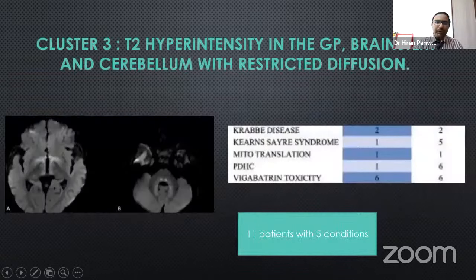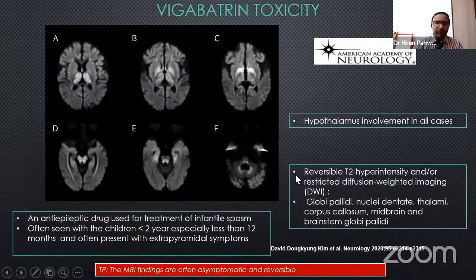And moving on to our cluster 3, that is the T2 hyperintensity in the globus pallidus, brainstem, cerebellum with restricted diffusion. So here they found these disorders, and the examples predominantly were the vigabatrin toxicity and Krabbe disease and so on. This is the example of vigabatrin toxicity, which is showing restricted diffusion in the globus pallidus and thalamus symmetrically, and also involving the brainstem tracts and the dentate nucleus.